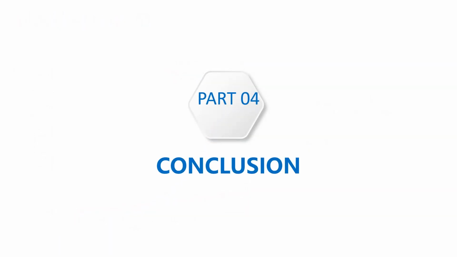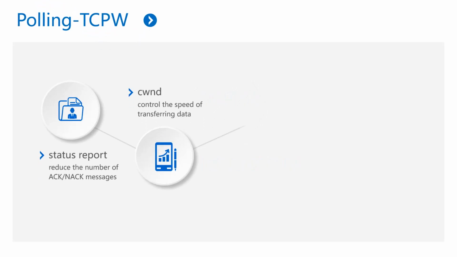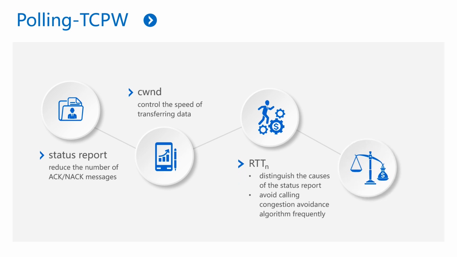To conclude, this paper proposes an adaptive sliding window algorithm, polling TCPW, based on the improved TCPW congestion control algorithm. The TCPW algorithm is optimized by utilizing status reports, modifying CWND according to the RTT value, and calculating RTT depending on the causes of the status report.